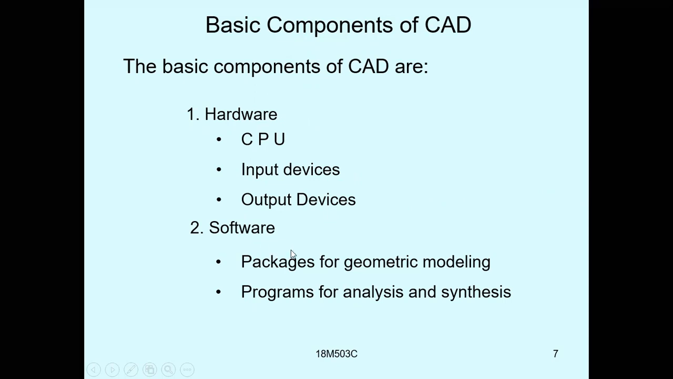And the second one is software. So what software will we use in CAD? In CAD, we are using packages for geometric modeling, for making 2D and 3D diagrams, 3D drawings. We have CATIA, SolidWorks, Solid Edge, Pro Engineer. All these come under geometric modeling. That means we are making a 3D model for the component to be manufactured.